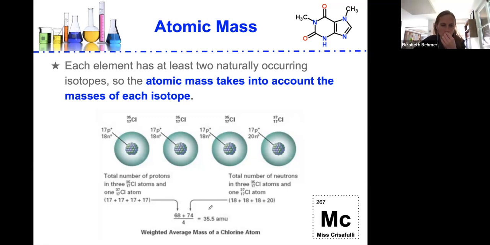We're taking the total number of protons in 3 chlorine-35 atoms and 1 chlorine-37 atom, plus the total number of neutrons in those 4 chlorine atoms. And we're getting an average weighted mass of a chlorine atom. So that's why the atomic mass of these elements is not a whole number, because we're taking the weighted average of those different isotopes.